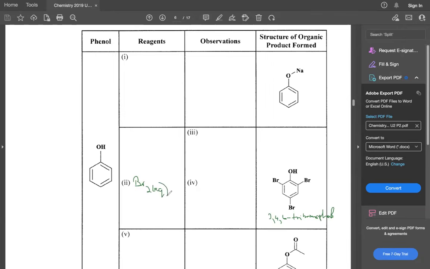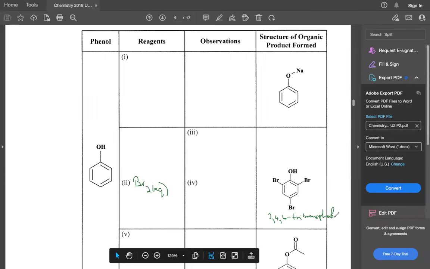And of course, that's going to be electrophilically substituted onto our ring. It goes to the 2, 4, and 6 positions because this OH group is 2, 4, 6 directing. That's what it does with the bromine. It's going to direct it to the 2nd carbon, the 4th carbon, and the 6th carbon. So that's how we get 2,4,6-tribromophenol, and we need the Br2 aqueous to do that.